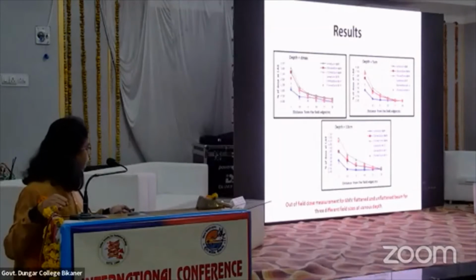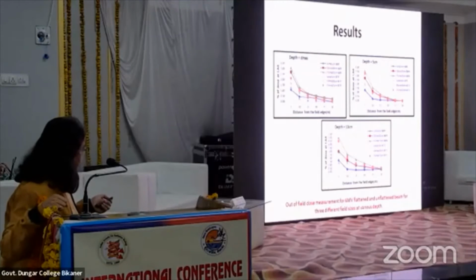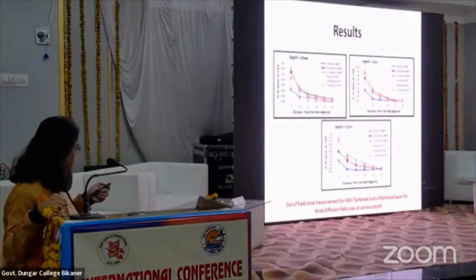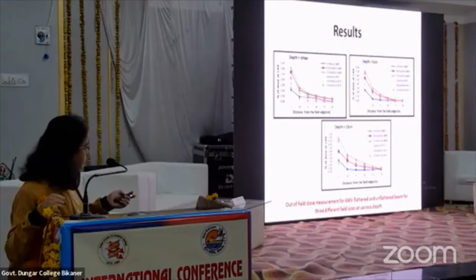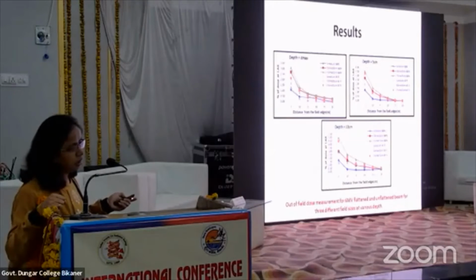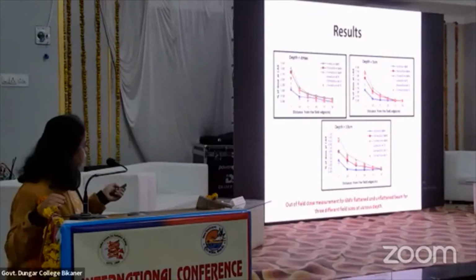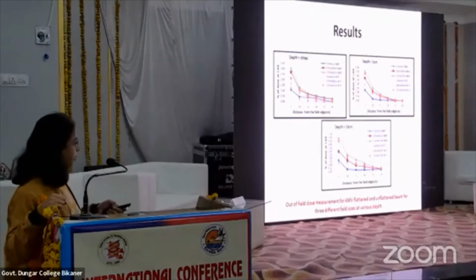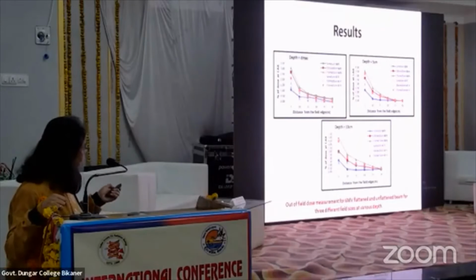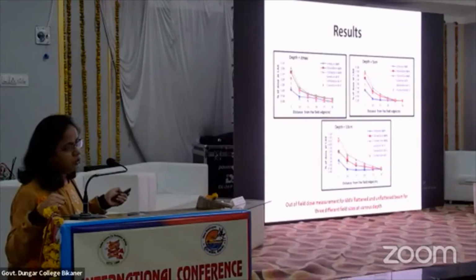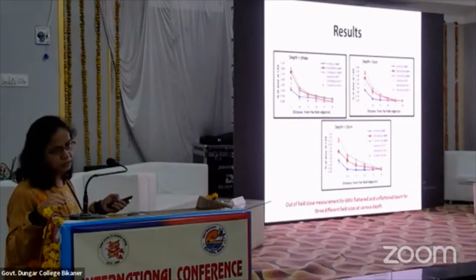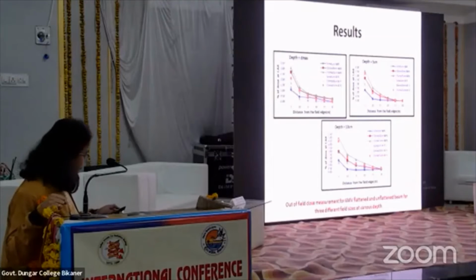So these are the results of our study. For the depths D max, 5 centimeter and 10 centimeter, the out of field dose from the field edge is shown for 6 MV flattened beam and unflattened beam. The out of field dose, or leakage or scatter radiation, associated with the unflattened beam is lower than the flattened beam. So it is the advantage of the FFF beam. It is proven for all the depths, 5 centimeter and 10 centimeter, in all 3 measurements.